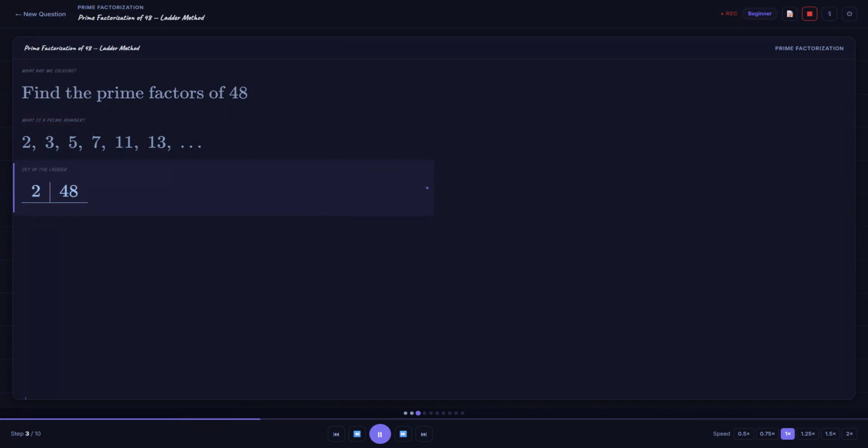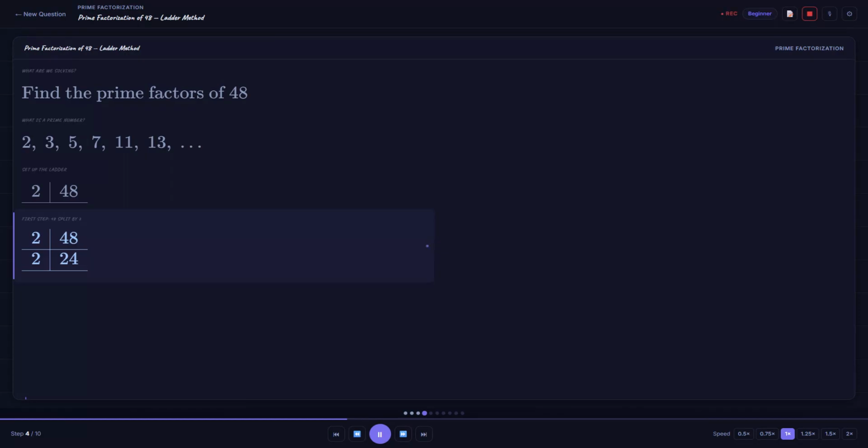Let's set up our ladder. We write 48 on the right side. Now we ask, can we split 48 into two equal parts? Yes, we can. 48 is an even number, so 2 works. 48 split into two equal parts gives us 24.